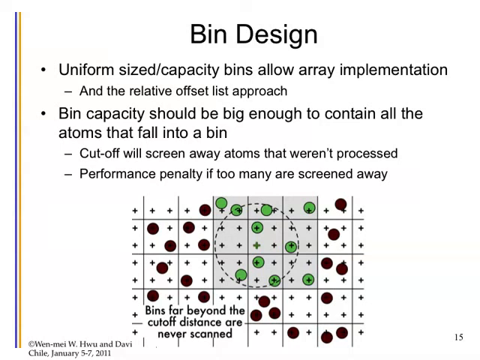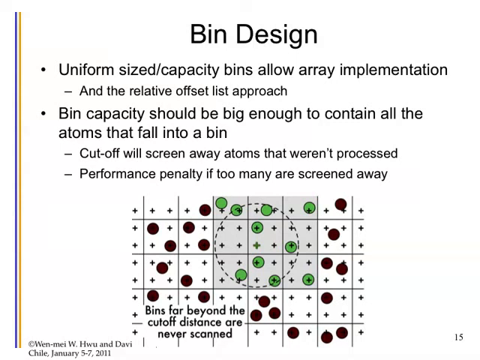The bin capacity should be large enough to contain all the atoms that fall into a bin, or as much as 95%. So then the cutoff will screen away the atoms that weren't processed. So within the kernel code, you should still expect to see an if-then-else that screens away some of these things. And sometimes it's not very easy to calculate the cutoff distance. So I'm actually going to show you in practice how Johnstone does it in VMD, and it may be applicable to most of these other applications as well.